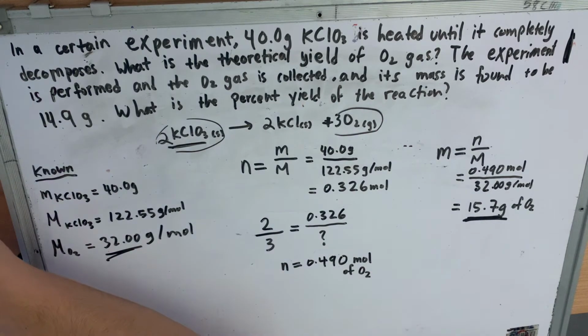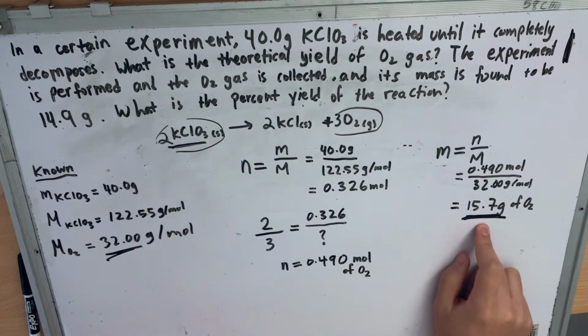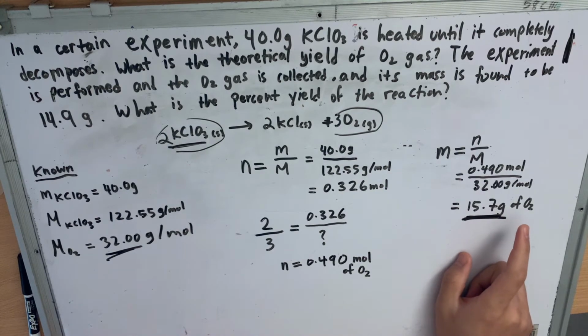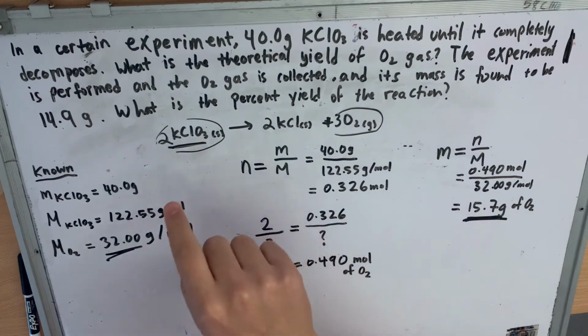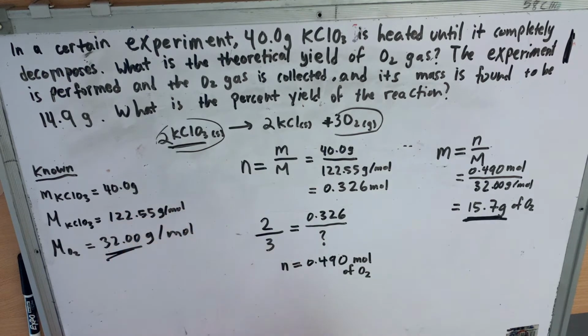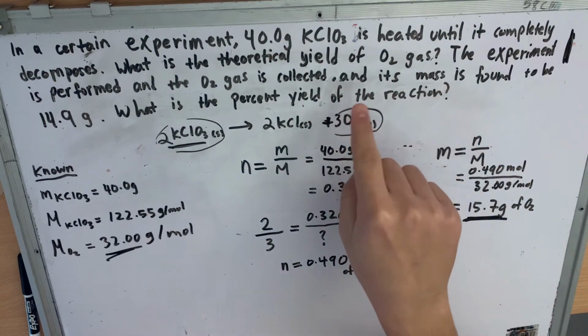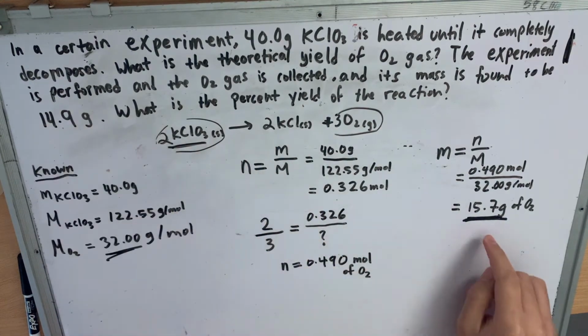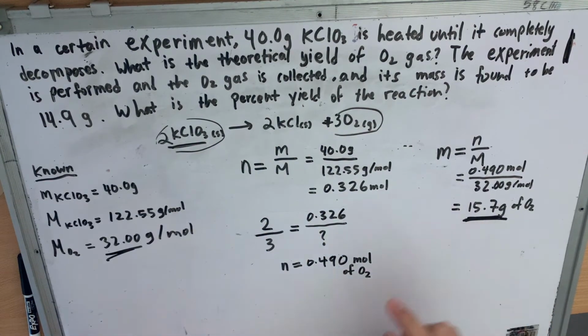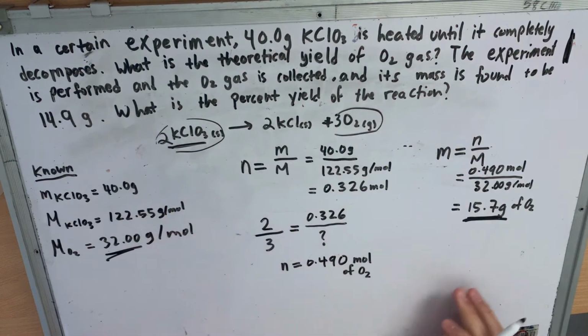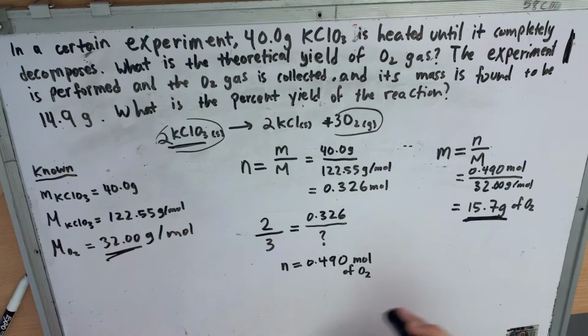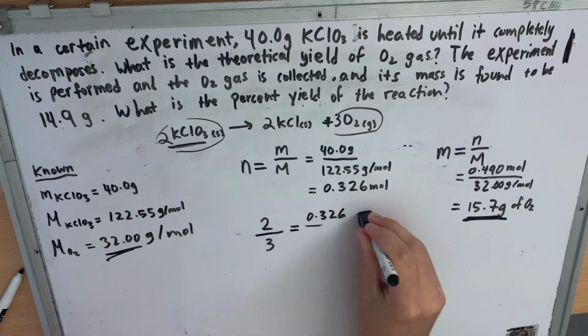So now let's think about our result over here. The mass of oxygen gas obviously has to be less than the initial 40 grams of the potassium chlorate that was decomposed. So now we'll use the actual yield, which is 14.9, and the theoretical yield, 15.7, to calculate the overall percent yield and assess how successful this decomposition is. Okay, so let me just erase this stuff.